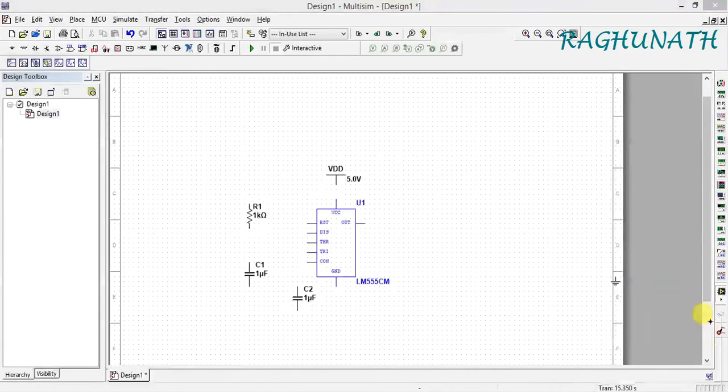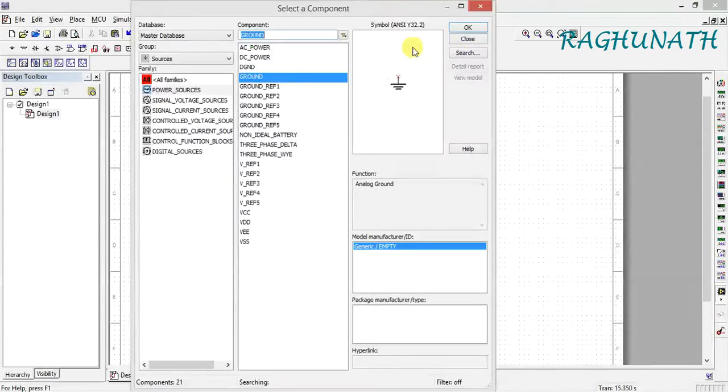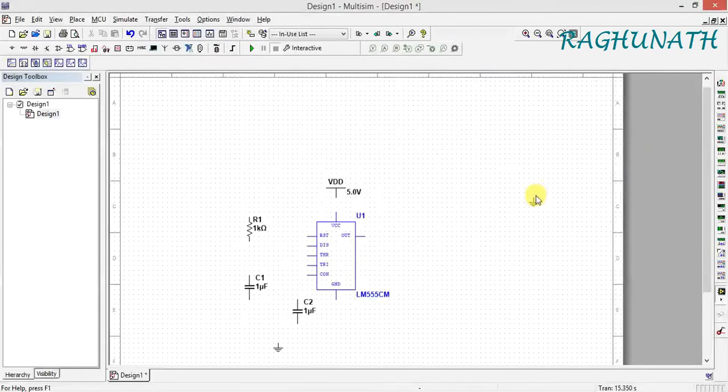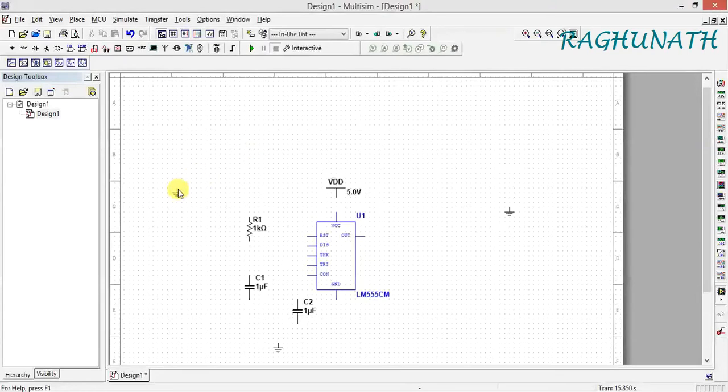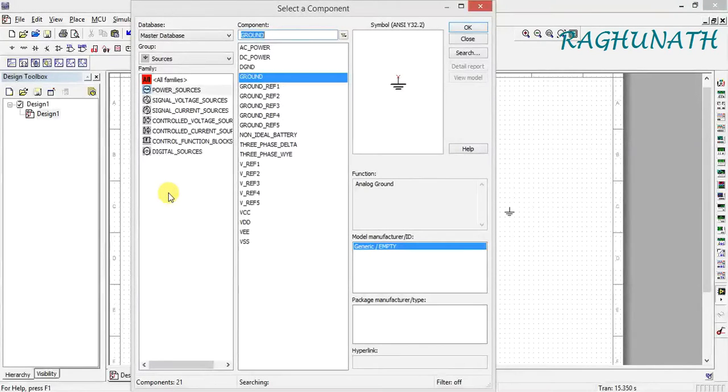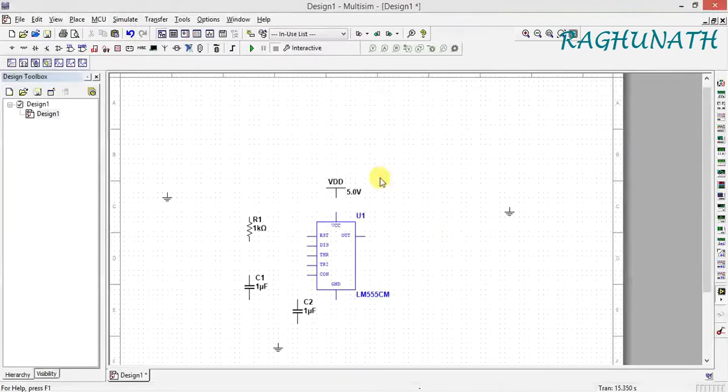So we can go to that. One ground here, another ground for the first oscilloscope, another ground for the second oscilloscope. So 3 grounds. Now you have to do the remaining connections. Okay, first I'll short this one to here. Next this capacitor is shorted to this. Now this resistor is connected to this.